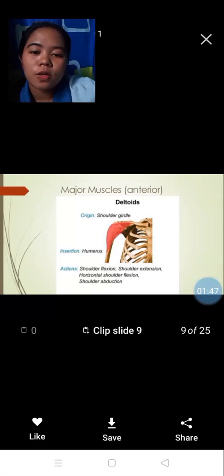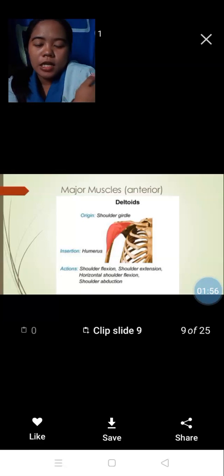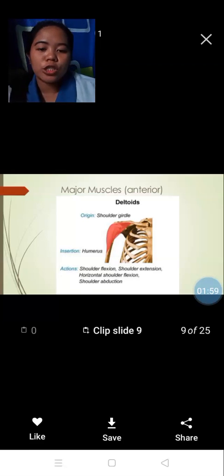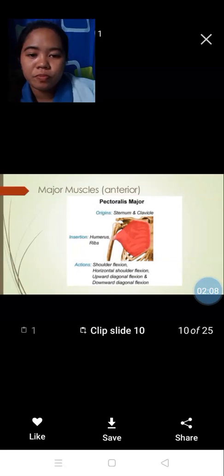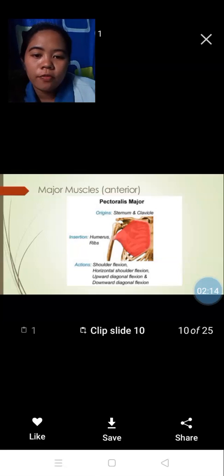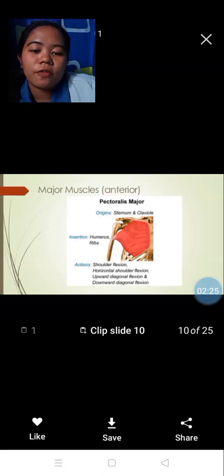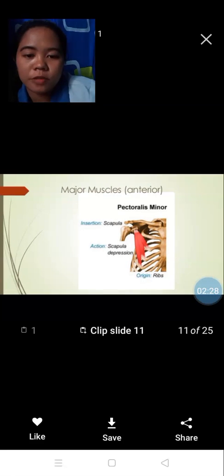The major muscles: the anterior deltoid. Origin, the shoulder girdle. Insertion, the humerus. Action, shoulder flexion, shoulder extension, horizontal shoulder flexion, and shoulder abduction. Next is the pectoralis major. Origin, sternum and clavicle. The insertion is the humerus and ribs. Action, shoulder flexion, horizontal shoulder flexion, upward diagonal flexion, and downward diagonal flexion.